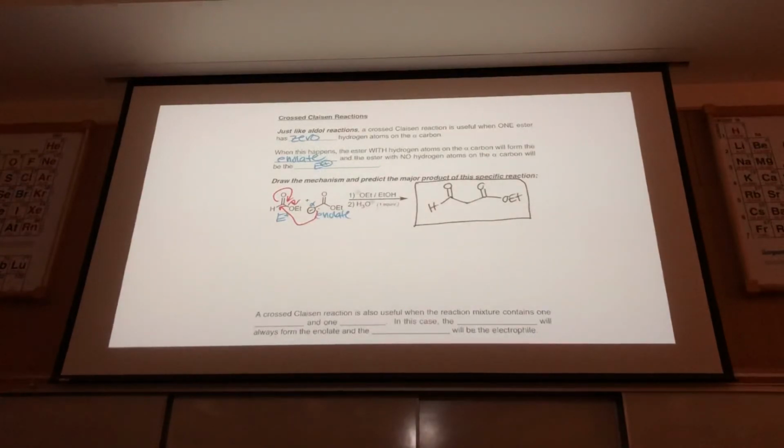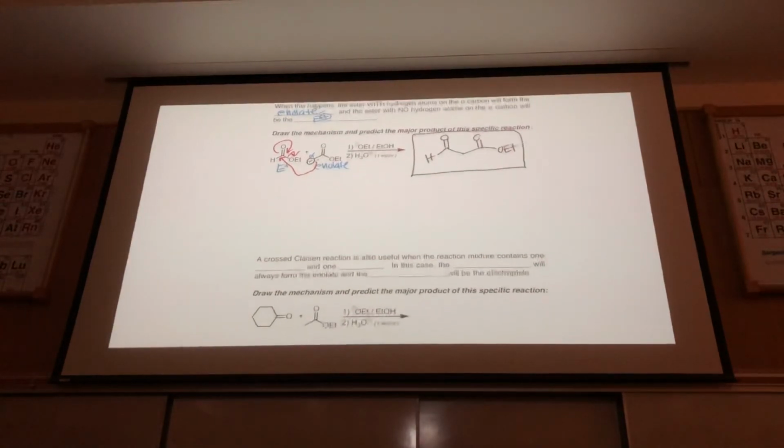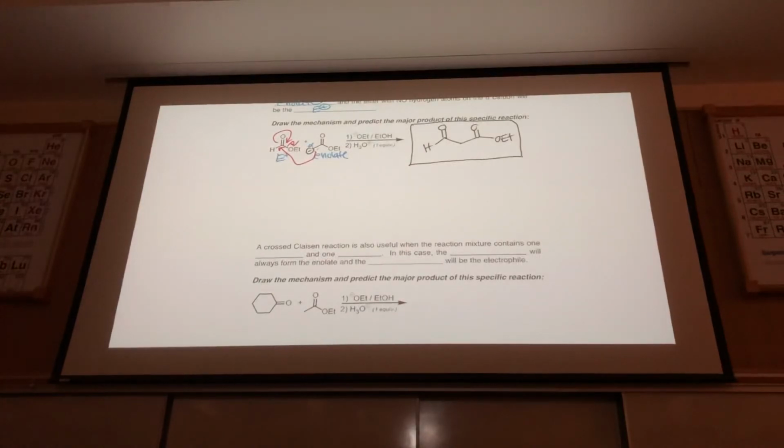Claisens are actually easier, I think, than aldols, because you don't have to sit there and decide if it's going to dehydrate or not. You're done. You have your 1,3-dicarbonyl. Simple, right? It just has the close kick step that's different.